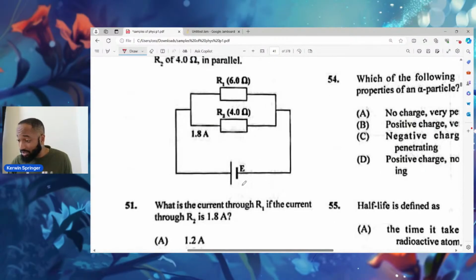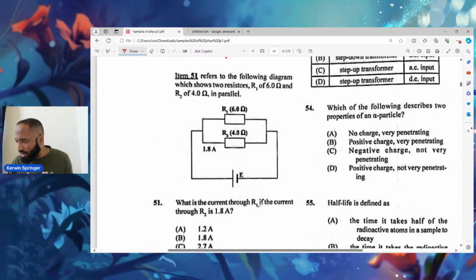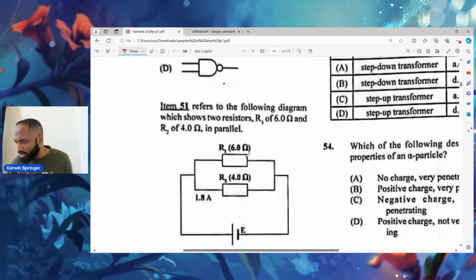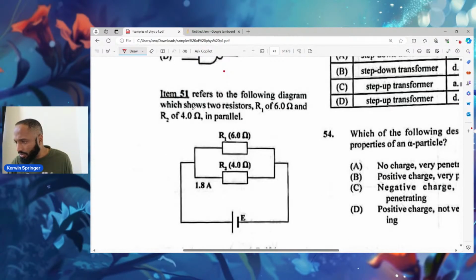What is the current through R1 if the current through R2... Wait, let me read the whole question. 6, 4.